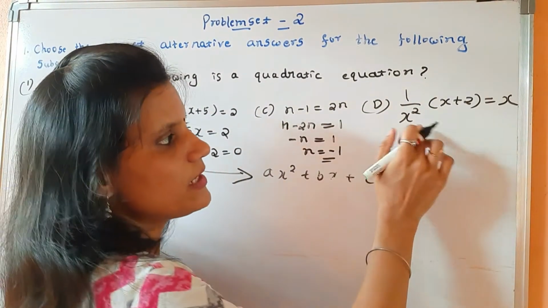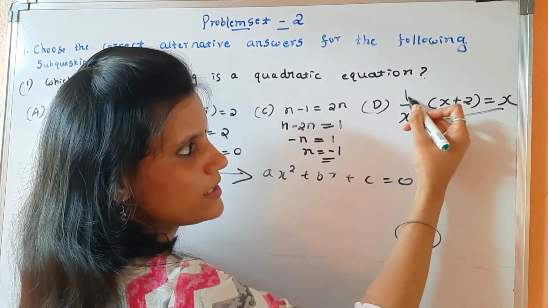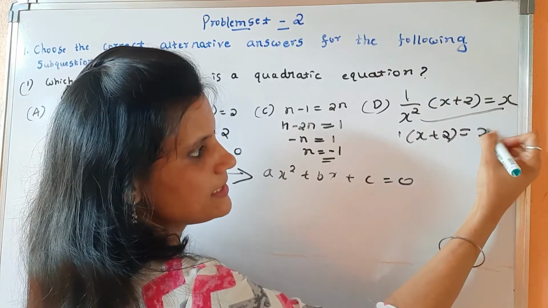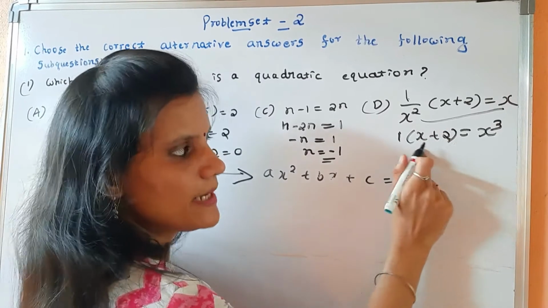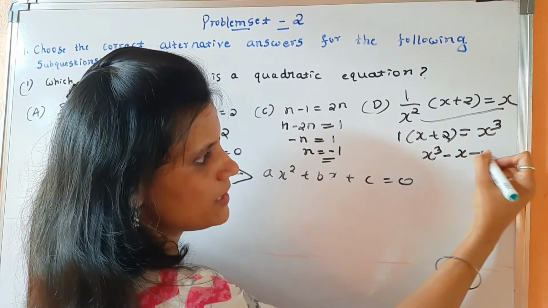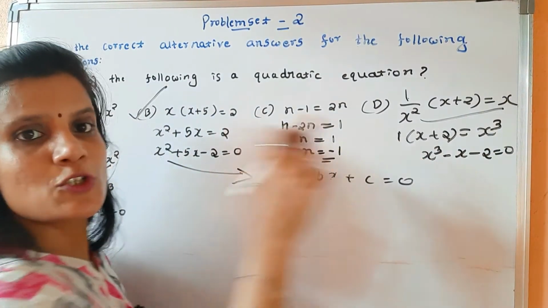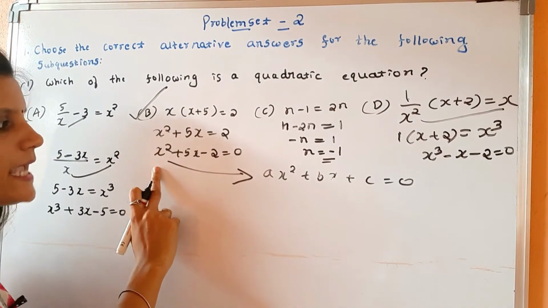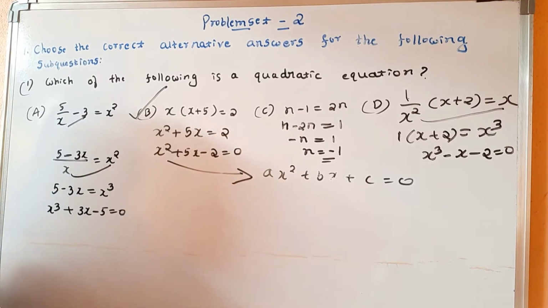And the last one here, x square, if I multiply cross multiplication, this one and this one, 1 into x plus 2. Here what will happen? This is x cube. Again, see here, 1 into x plus 2 is nothing but x plus 2. So x cube, bring x that side, minus x minus 2 is equal to 0. Here the degree of the variable is 3. So our final answer will be option number B, where we got the ax square plus bx plus c form. This is the quadratic equation. We'll move to the next one.